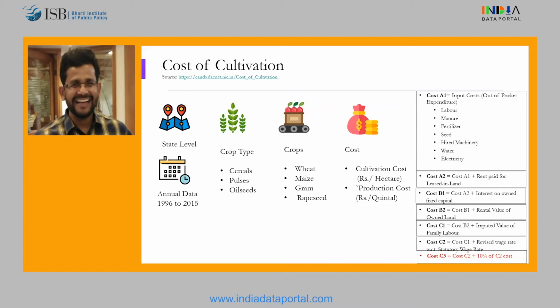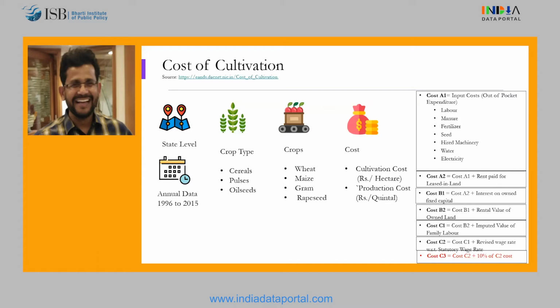And this cost calculation is made public, and different types of cost also. You can see all the information is available in the India Data Portal with the metadata file, and the cost A1, A2, which are the cost components. These are also widely discussed in the metadata information. Most of you know that the cost C2 and the revised C2 is the important element to estimate the price. So you can use the cost or the price of different crops from this section.